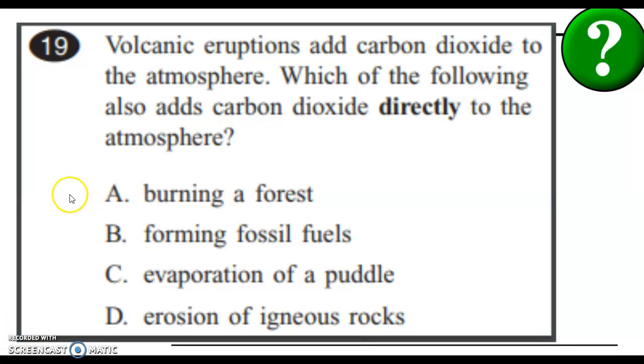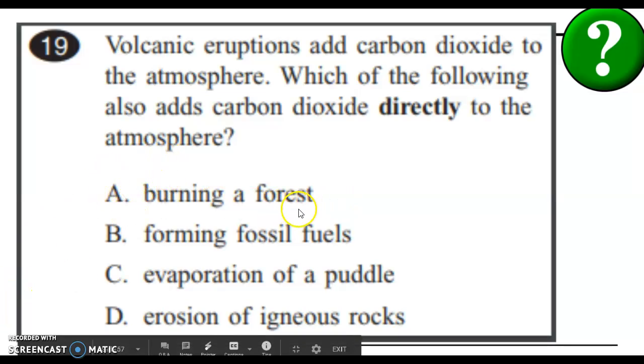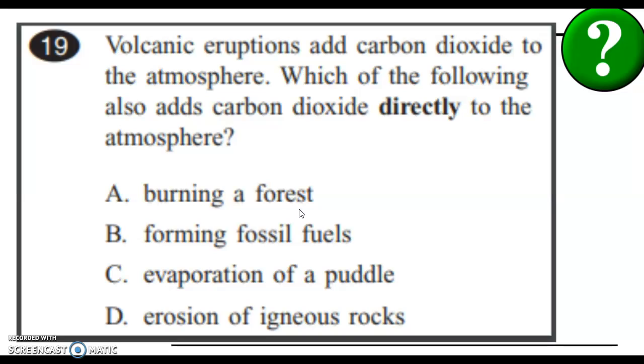The correct answer is A. Burning a forest will release carbon dioxide into the atmosphere. In fact, your activity following this Edpuzzle video is all about the wildfires that are happening in California.